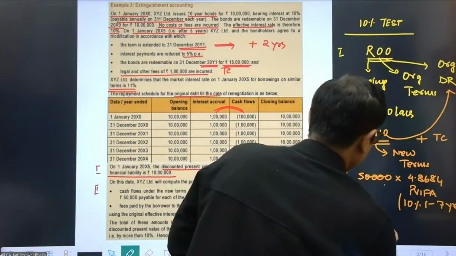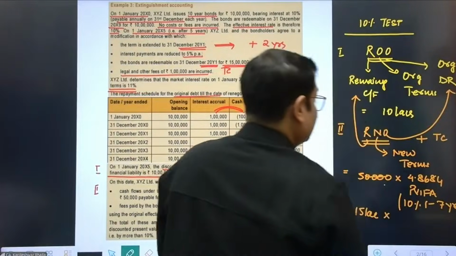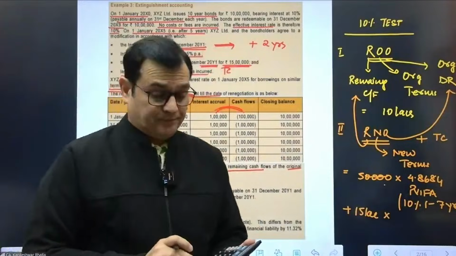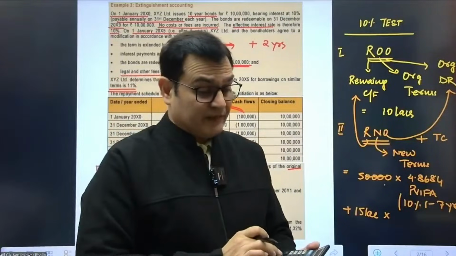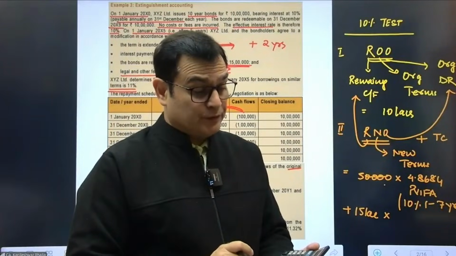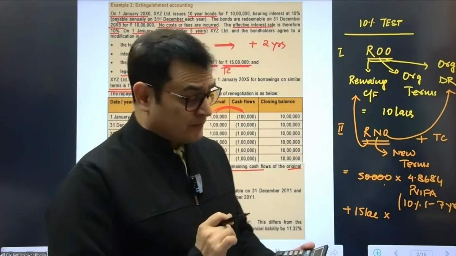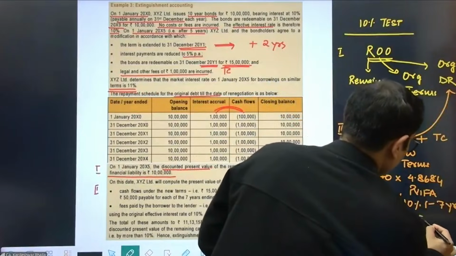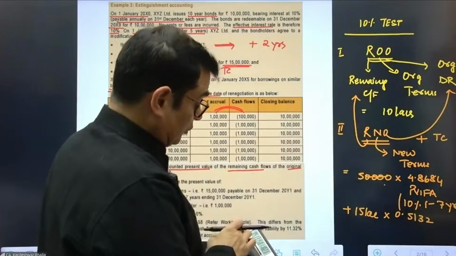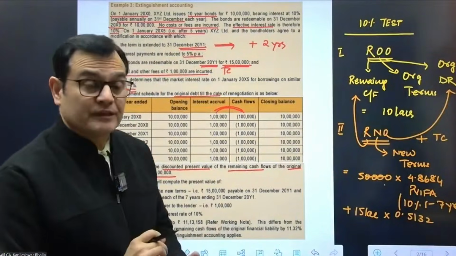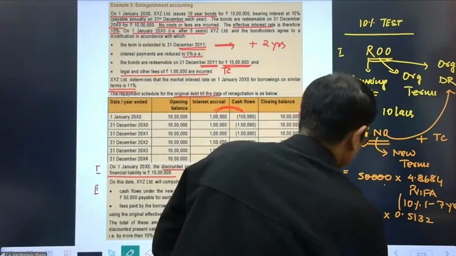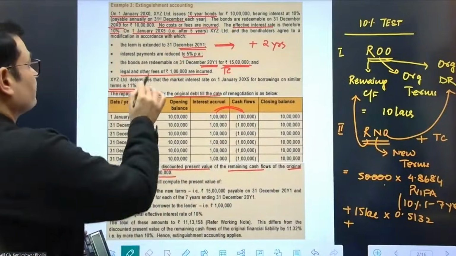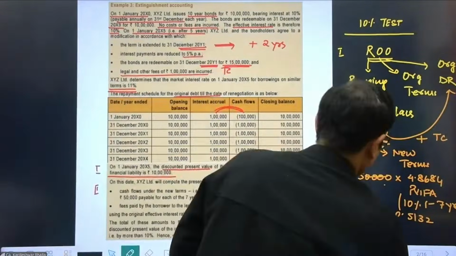And then there will be a repayment of 15 lakhs at the end of the 7th year. So we need the PV factor at 10%, 7th year. 1, 2, 3, 4, 5, 6, 7. That's 0.5132. This is the discount factor at the end of the 7th year. And before we forget, there is a TC, and the TC incurred is 1 lakh rupees.